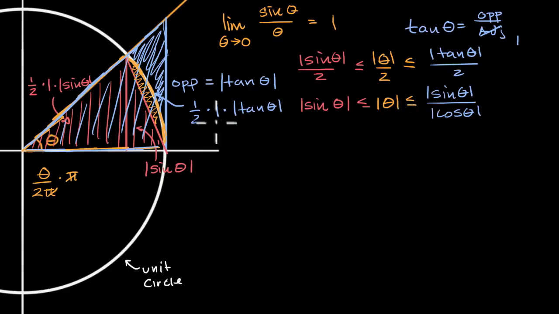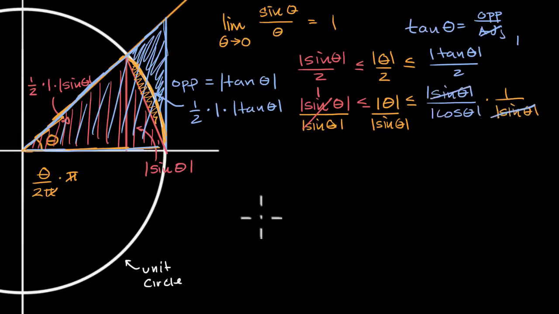So let's do that. I'm going to divide this by the absolute value of sine of theta. I'm going to divide this by the absolute value of sine of theta. And then I'm going to divide this by the absolute value of sine of theta. And what do I get? Well, over here, I get a 1. And on the right-hand side, I get a 1 over the absolute value of cosine theta. These two cancel out. So the next step I'm going to do is take the reciprocal of everything.